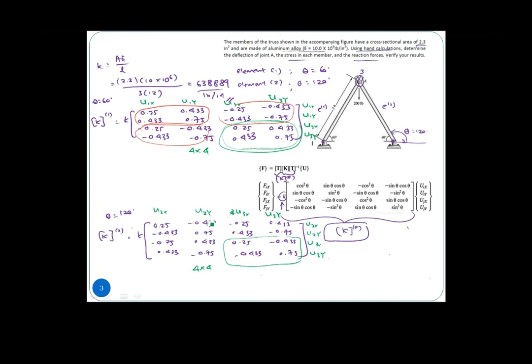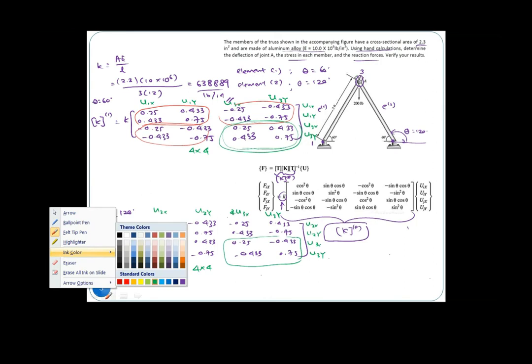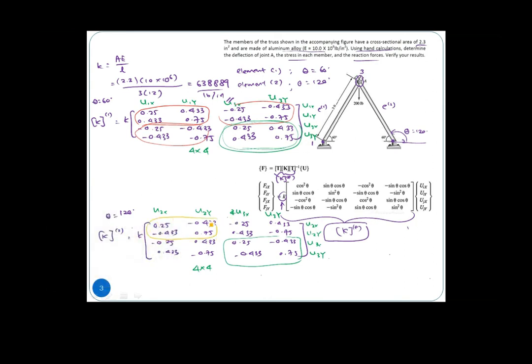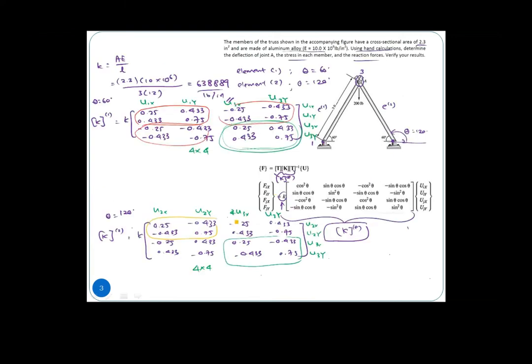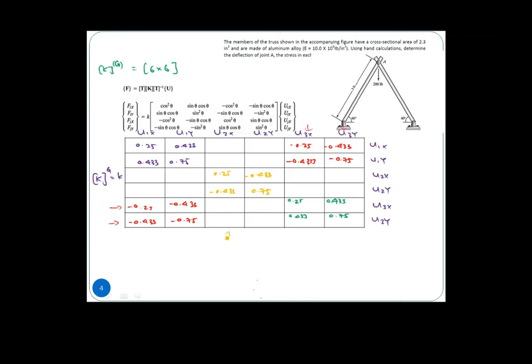Then we have the second element, which involves node 2 and node 3. Using another color, here on node 2 itself: 0.25, negative 0.433, negative 0.433, 0.75 will happen here. Node 2: 0.25, negative 0.433, negative 0.433, 0.75. Then we also have 2, 3, and this particular two parts will happen here, here, and here, here.